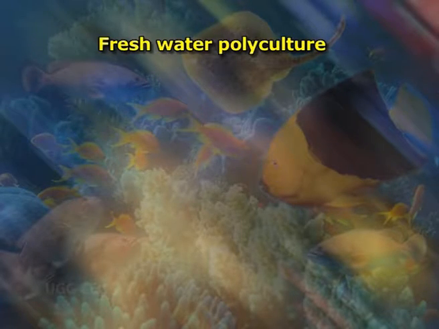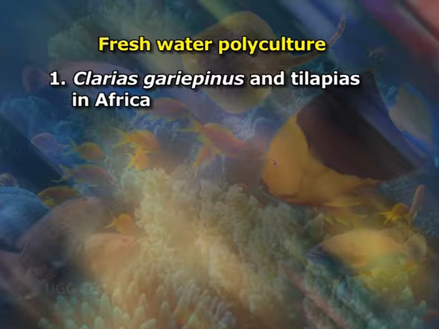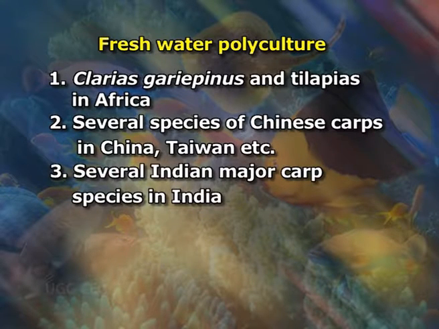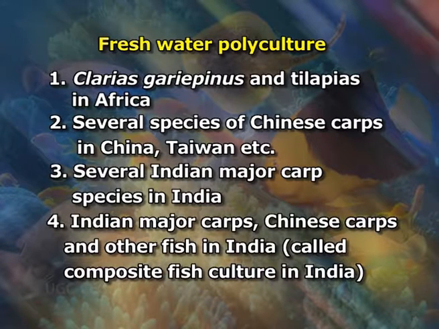The culture system generally depends on natural food of a water body, sometimes augmented artificially by fertilization and/or by supplementary feeding. If artificial food is given, it is a common food acceptable to all or most species that are cultured. Examples: freshwater polyculture of Clarias and tilapia in Africa, polyculture of several species of Chinese carps in China, Taiwan, etc., polyculture of several Indian major carp species in India, and polyculture of Indian major carps, Chinese carps and other fish in India, called composite fish culture.